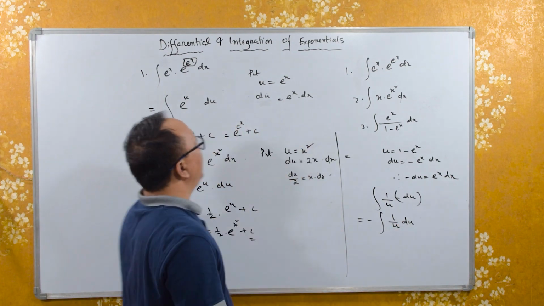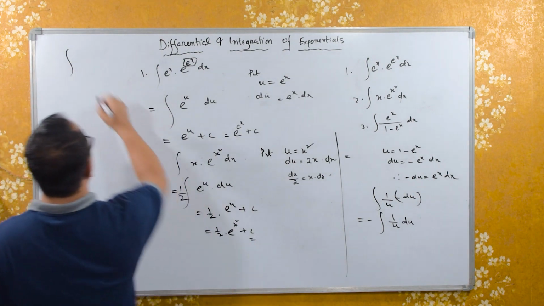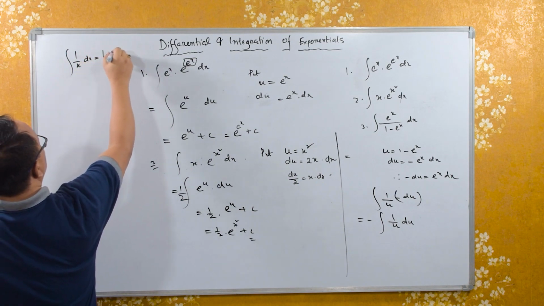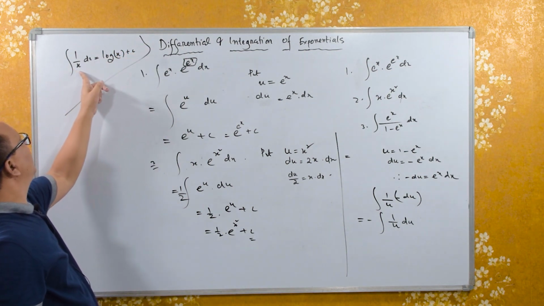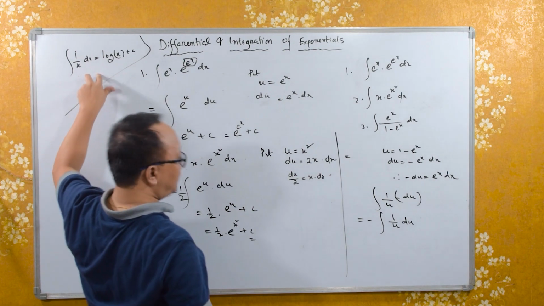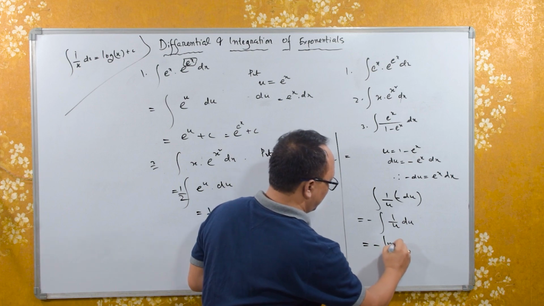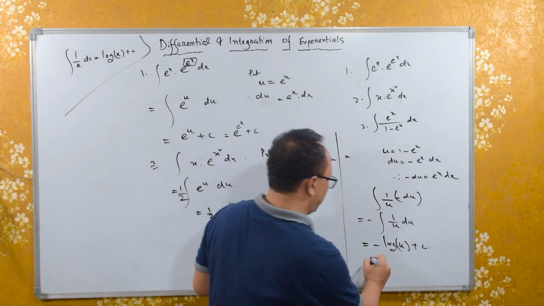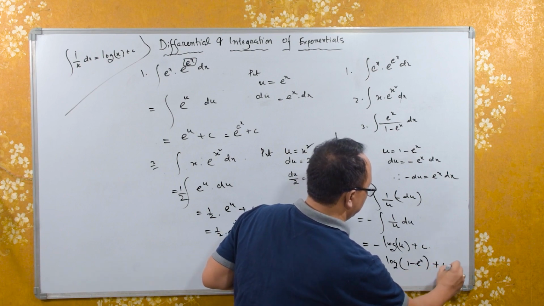In integration formula we have integral of 1 upon x dx is log of x plus c. It means if you are differentiating this, if you are getting this, then that is log of the denominator. So this formula you can use directly over here. That is minus log of u plus c. What is u? It is minus log of 1 minus e raised to x plus c. This is the required answer.